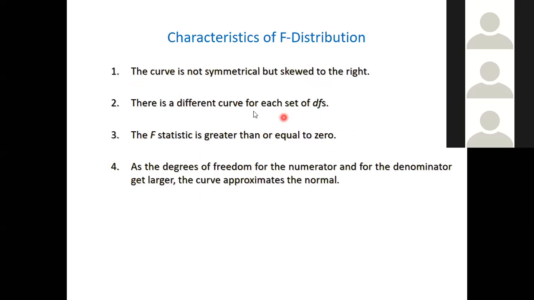Now, the F statistic is greater than or equal to 0, I've said it. Then there's something that the F distribution has in common with the chi-square and the T distribution. As the degrees of freedom increase, the distribution approaches normality. As the degrees of freedom of the F distribution increase, the distribution looks like a normal distribution.